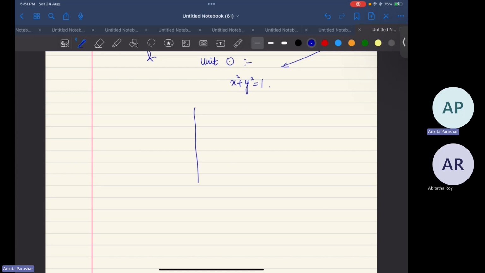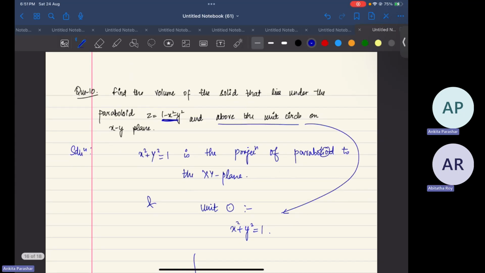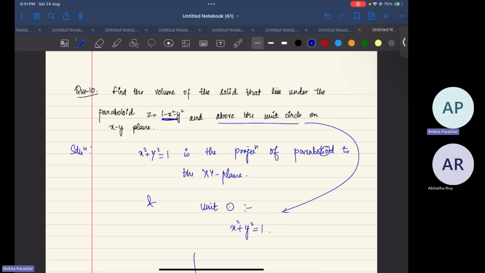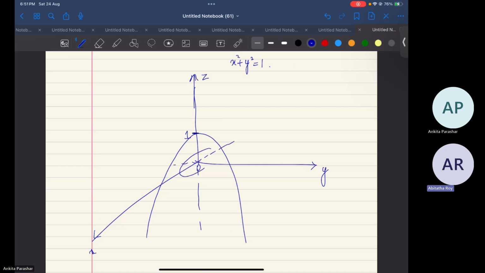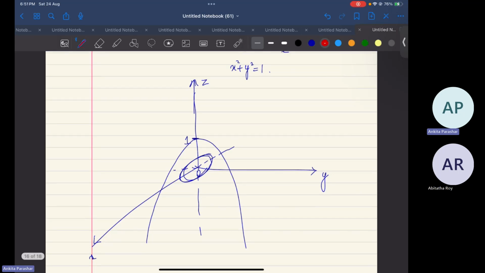If you see the graph carefully, for the paraboloid, taking x and y both 0, the starting point is z equal to 1. So I will simply write this is my z, this is my x, this is my y. Z equal to 1 is the point where it just touches the z axis, and it opens toward the negative side of the z axis, this side. But it is bounded above by the unit circle. The unit circle lies somewhere here, right? If I draw the unit circle here, it lies on the plane itself. So the graph is nothing but this part.